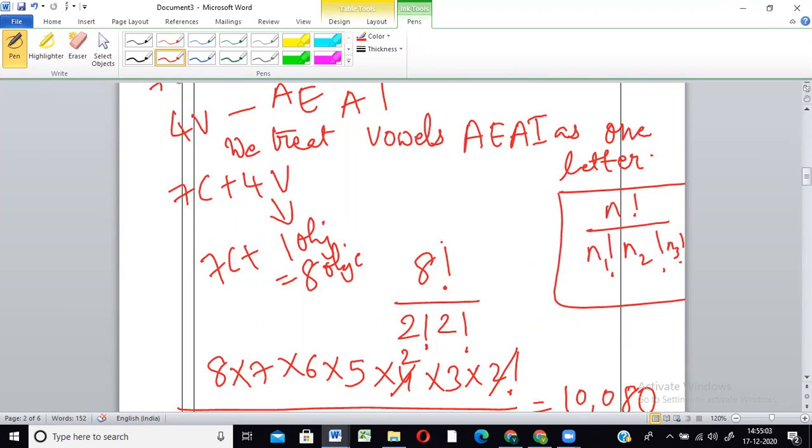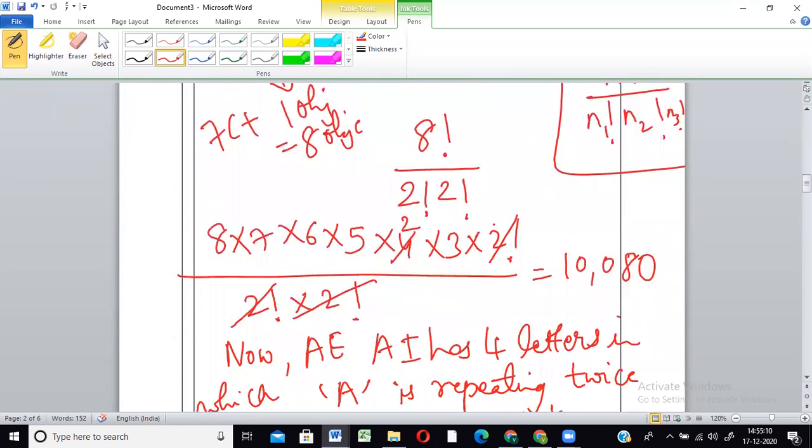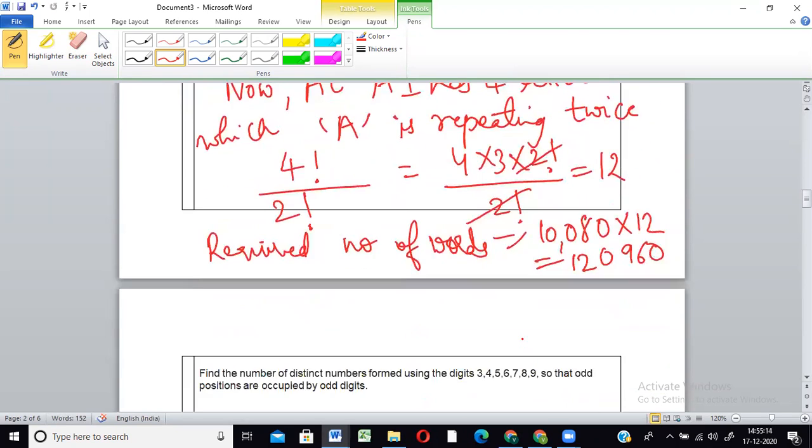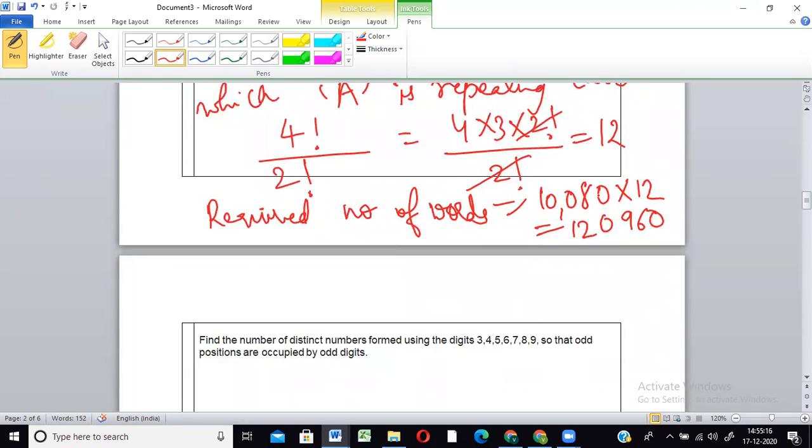Then what did we do? We had initially considered the vowels as just one object. So we have to rectify that mistake also, right? So for the four objects that we considered, we have to see the total permutation with them as well, and then find the total number of required words on multiplying both. Okay, so this is one.